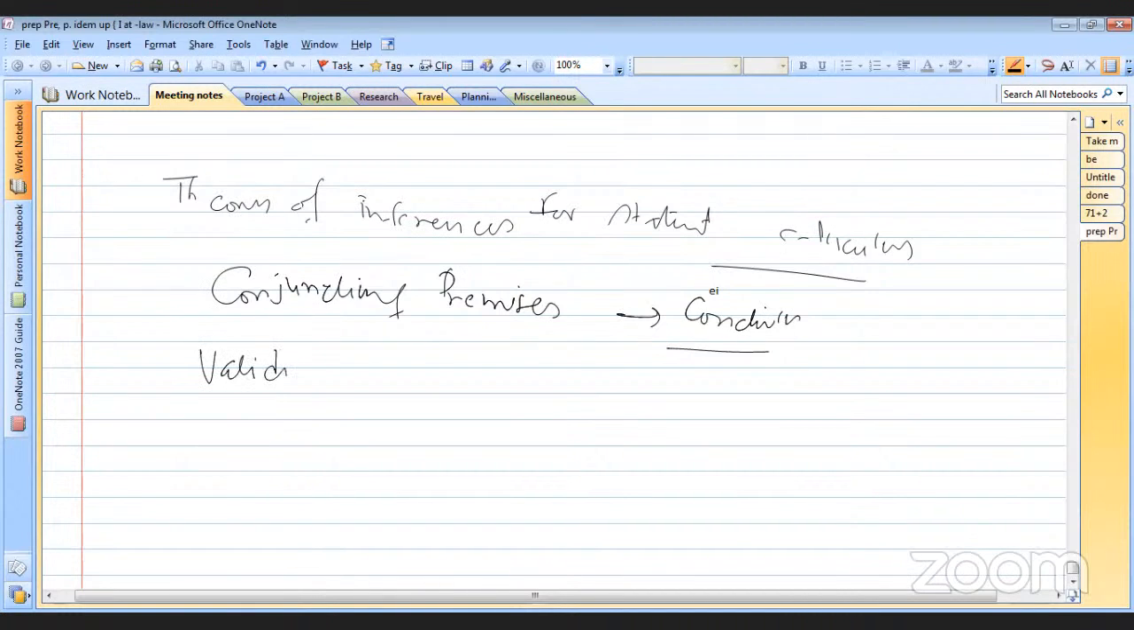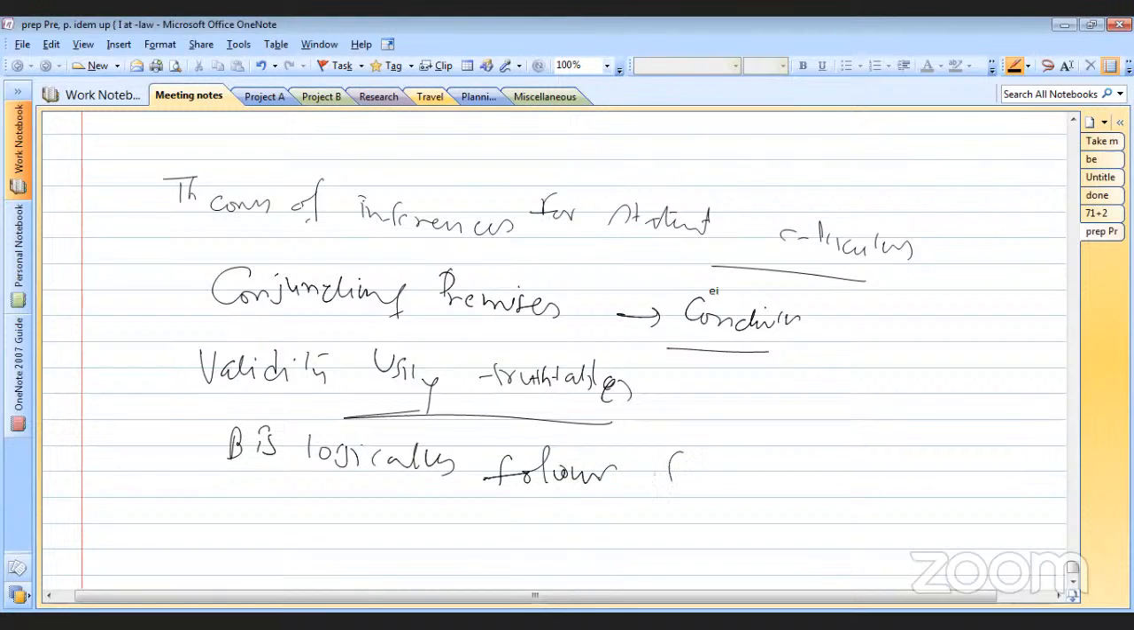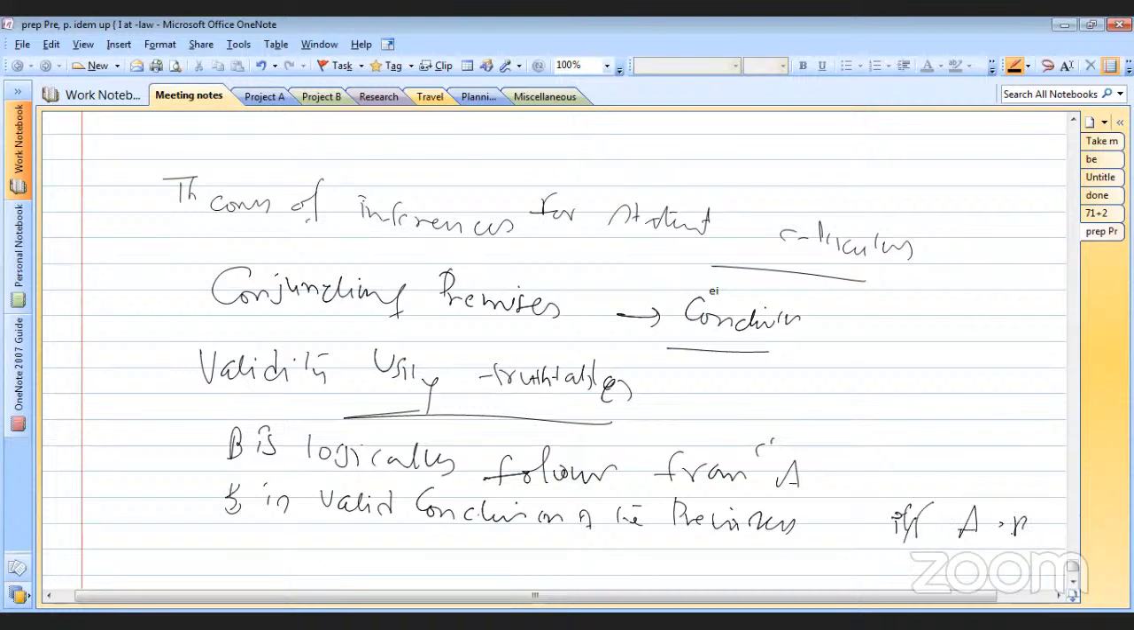Then, validity using truth tables. Let A and B be two statements or formulas. We say that B logically follows from A, that is, B is a valid conclusion of the premises A, if A implies B is a tautology. We can write this with the symbol.